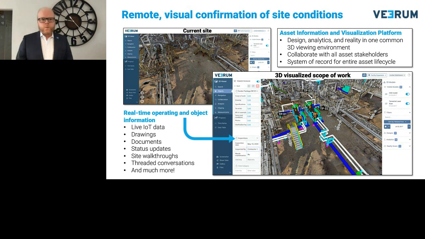But what VEERUM's platform allows you to do is it gives you remote access, visual confirmation of site conditions, and it gives you all the data that you traditionally haven't been able to get, or that requires you to walk down the office hallway and talk to the engineering group, or call out to the field and talk to your geospatial organization, or talk to somebody that's in workflow and process and supply and procurement areas.